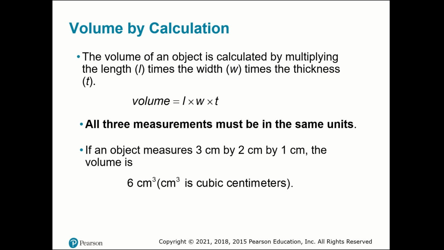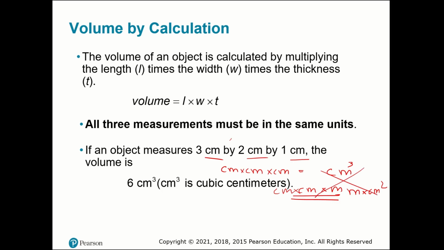So all three measurements must be in the same unit. You cannot mix the units. My advice, always use the unit. If you multiply centimeter by centimeter by centimeter, you're going to have a cubic centimeter. But if you have meter, you cannot multiply that. So it's going to be this. Okay? You cannot mix units. So if you have meter over here and all centimeter, you convert meter to centimeter, or you convert all the centimeter to meter.